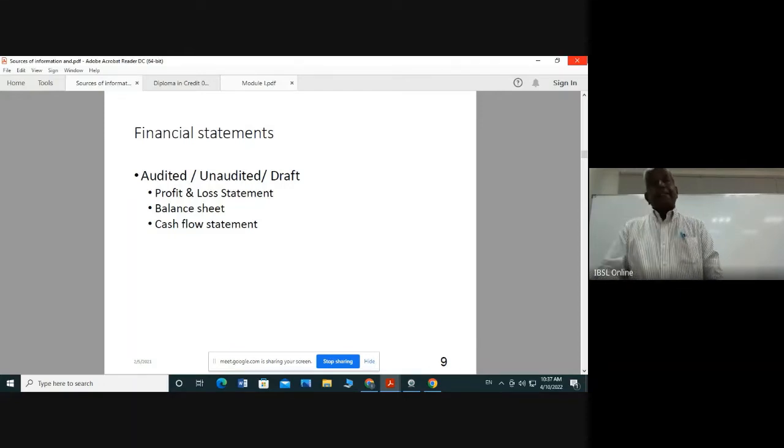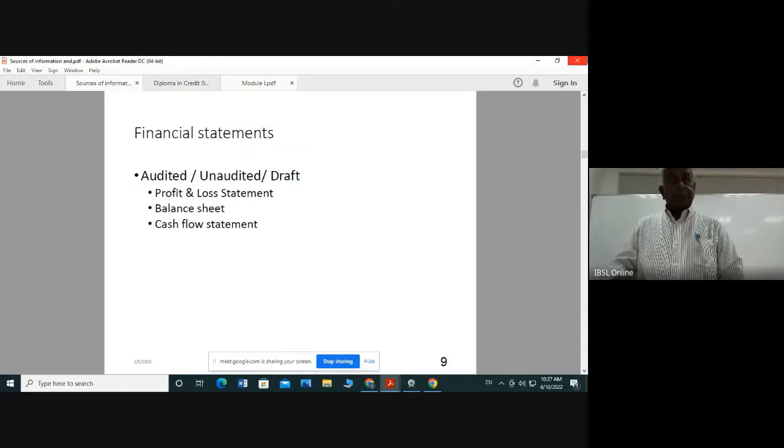The financial year is generally from April 1st of one year to the next year, March 31st. If it is now 2022, then from 2021 April 1st to 2022 March 31st. The financial statement for a period: the balance sheet, profit and loss, and cash flow.